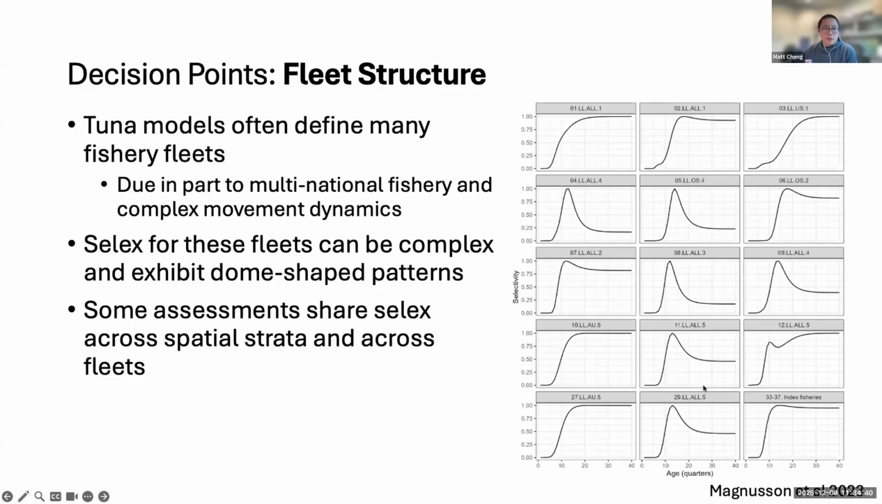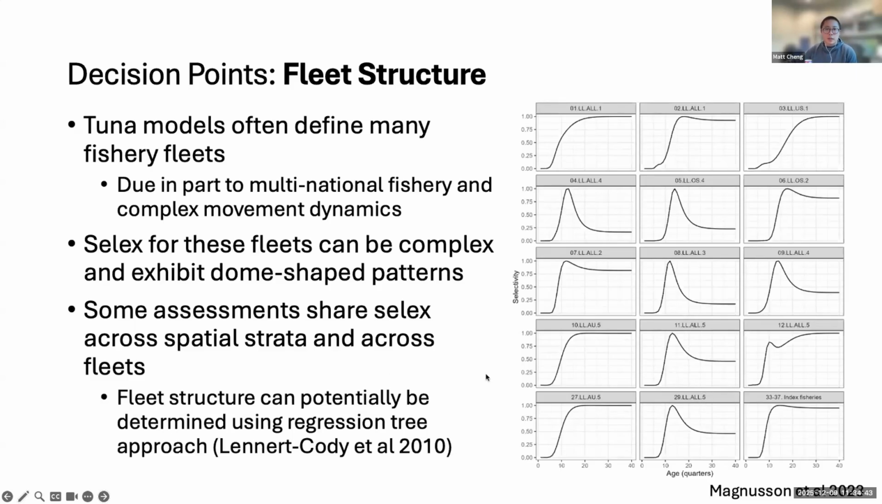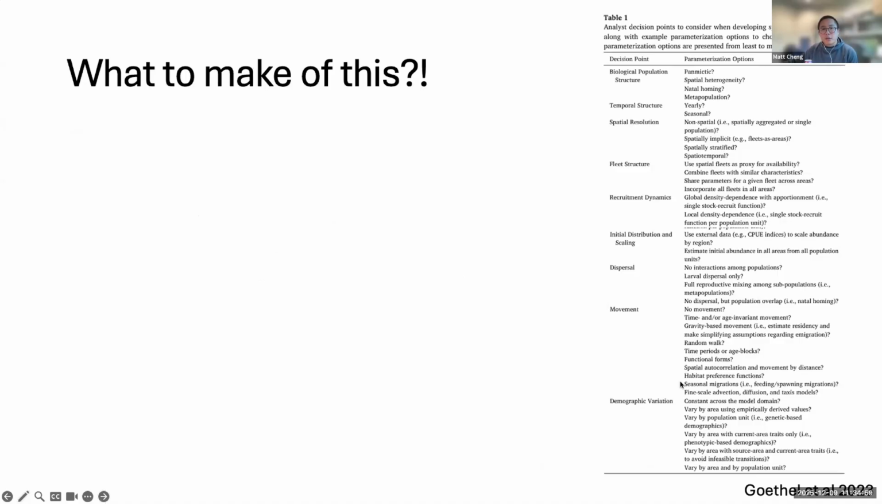I won't really touch on this, but fleet structure in some of these assessments can be defined using a regression tree approach to identify heterogeneity in the length comp data as well. So I kind of threw a lot at people, and so there are some take-homes here that I'll try to drive.